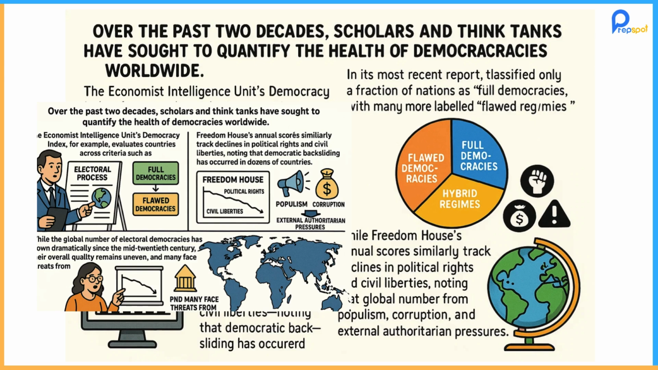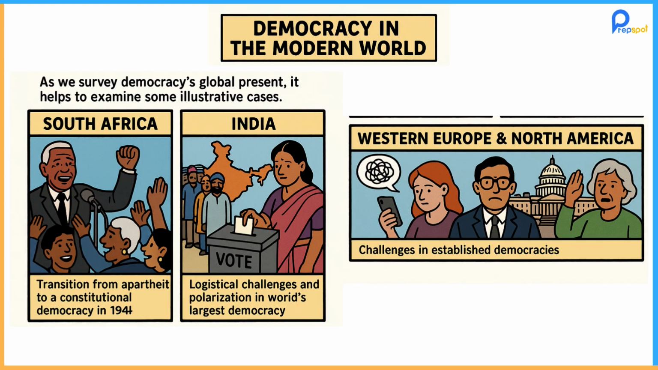Freedom House's annual scores similarly track declines in political rights and civil liberties, noting that democratic backsliding has occurred in dozens of countries. While the global number of electoral democracies has grown dramatically since the mid-20th century, their overall quality remains uneven, and many face threats from populism, corruption, and external authoritarian pressures. As we survey democracy's global present, it helps to examine some illustrative cases.